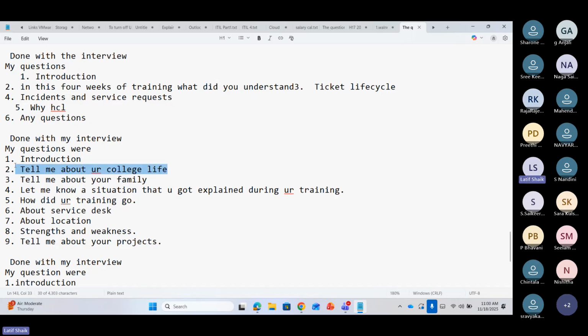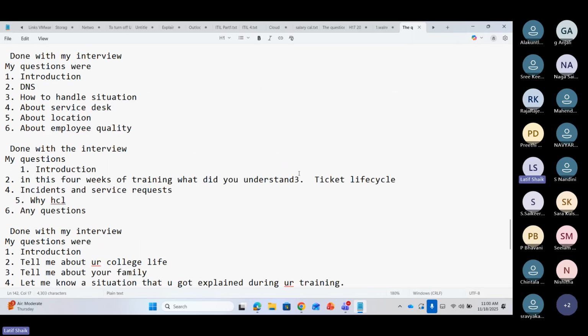Tell me about your college life cycle. Tell me about your family. So personal questions will definitely be there. Do not think only technical questions will be asked. They will ask all kinds of questions in your technical interview. Okay. Self introduction.